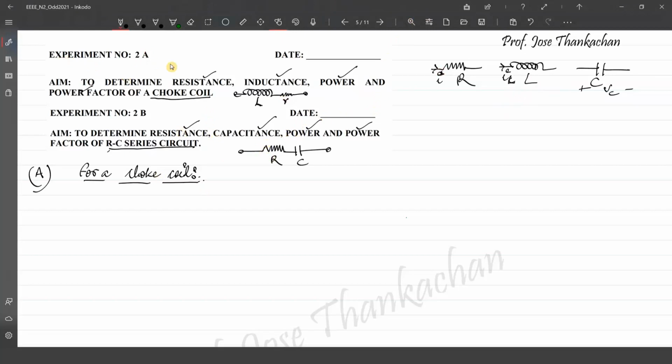Yes, sir. So experiment number 2 has two parts, 2A and 2B. The first one is for a choke coil, and the second one is for a series RC circuit. We need to find out the resistance, inductance, power, and power factor of both these components, a choke coil and an RC series circuit. So I was telling the fundamental properties of resistance, inductance, and capacitance.